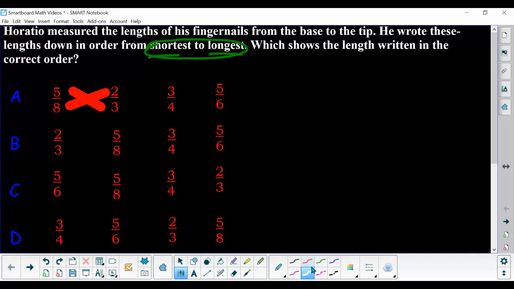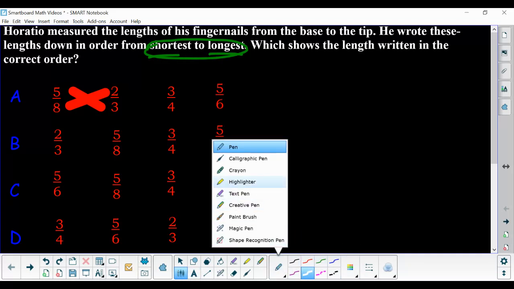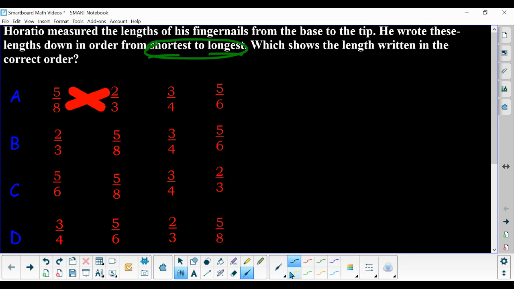So if you multiply 5 times 3, you end up with 15. 8 times 2, 16. So here's how we can tell if one fraction is bigger than the other. 15 is smaller than 16. So that's going from shorter to longer. So this is going the correct order. So what we do now is continue going.